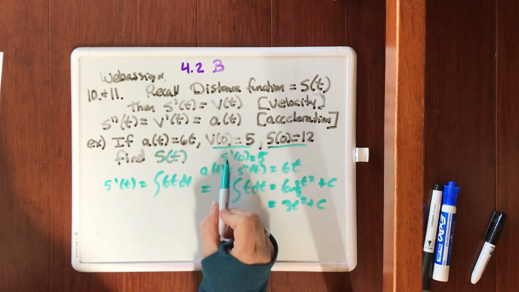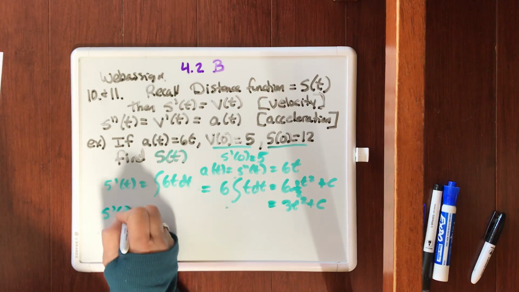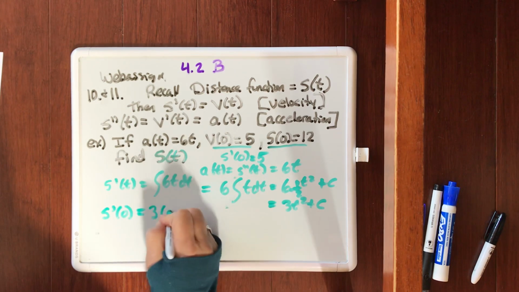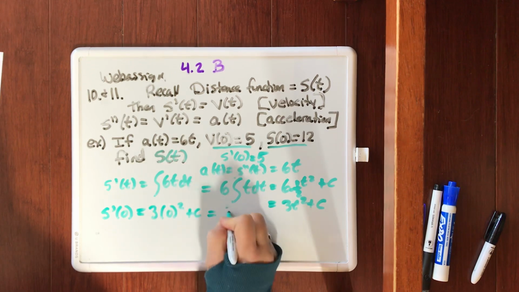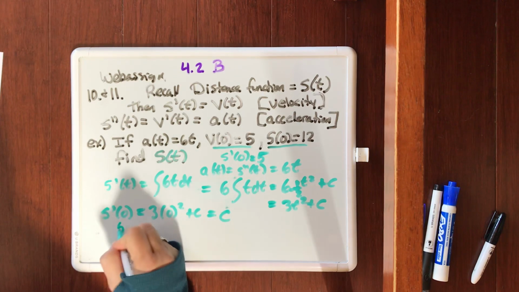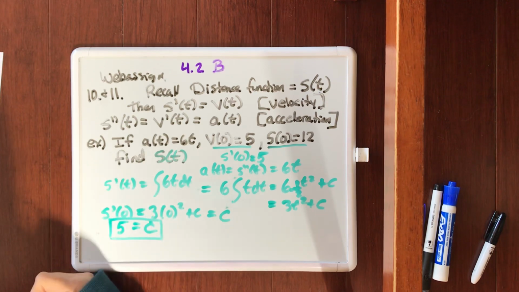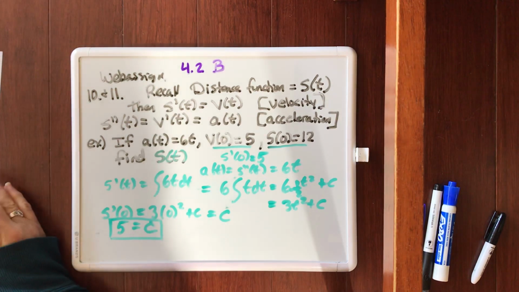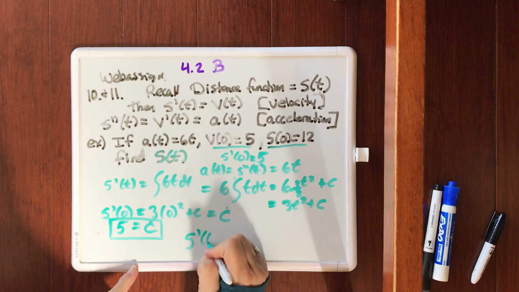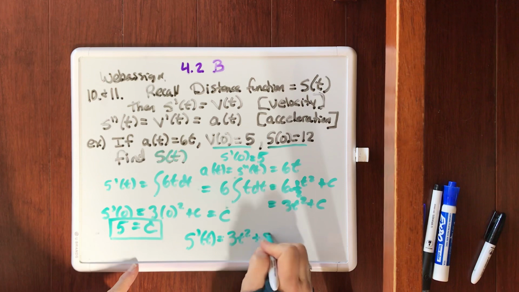All right? Now that's s prime of t. But what do we have here? s prime of 0 is 5. So for s prime of 0, we put a 0 in here, and we get 3 times 0 squared plus c, which is c. But what do we know here? s prime of 0 is 5. So 5 equals c. Okay, so we're going to use that to continue on this problem. So what we can conclude is s prime of t equals 3t squared plus 5.